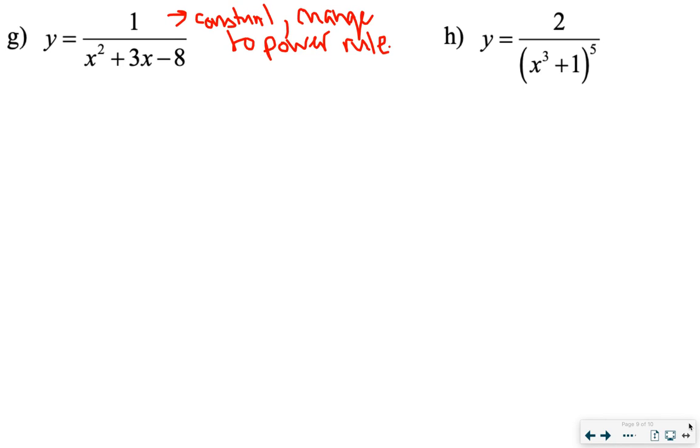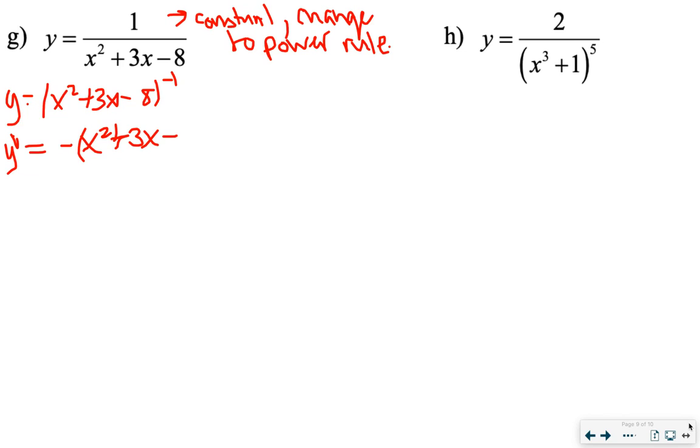Okay, so it makes it a little bit easier for us, so I'm going to rewrite this then as y equals (x squared plus 3x minus 8) to the negative 1. Now I can use that power rule. So y prime: negative (x squared plus 3x minus 8) now to the negative 2.